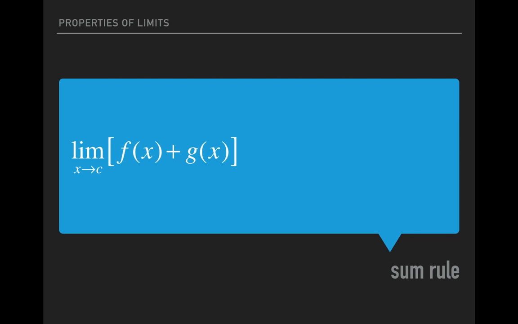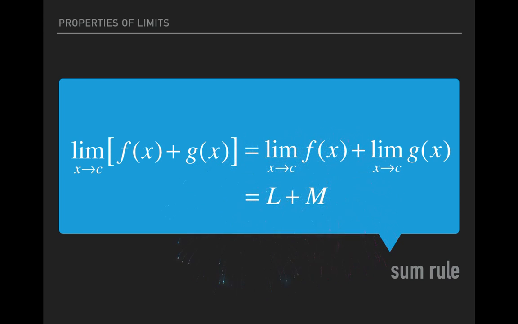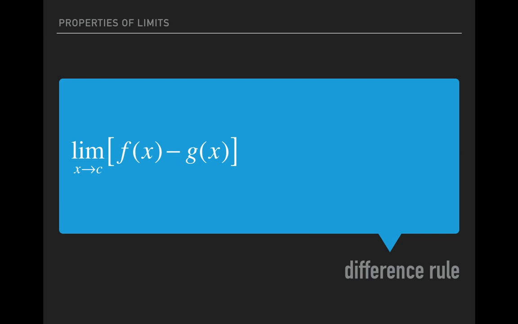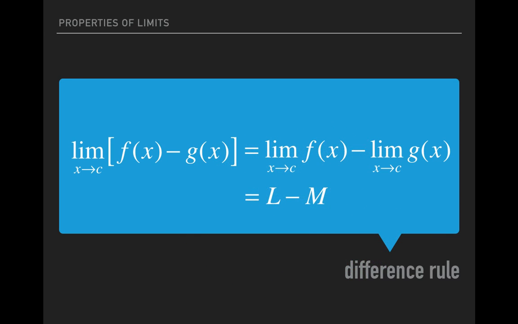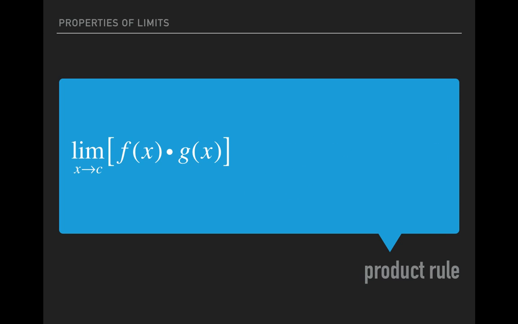What if you have 2 functions that you're adding together and you're trying to find the limit of them? You just take the limit of each of them separately and add it together. So that would be L plus M. Difference rule, same principle applies. You're just going to be subtracting those limits. So you take the limit of f and subtract from it the limit of g, that's L minus M. That's the difference rule.